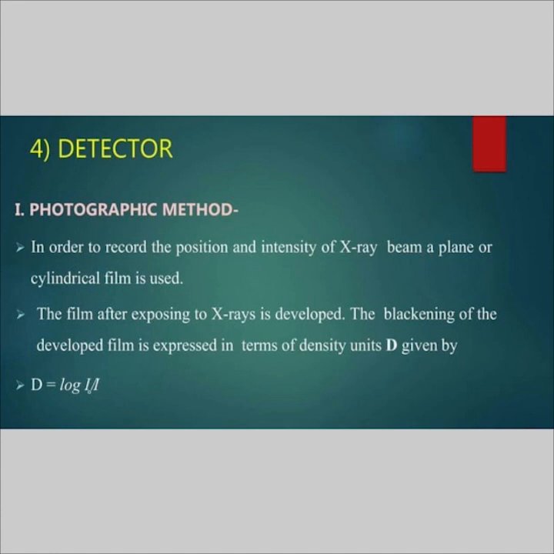Now comes the detector. There are various types of detectors used in various types of machines. The methods used in this crystallography technique begin with the photographic method. In order to record the position and the intensity of the X-ray beam, a plain or cylindrical film is used. The film, after exposure to X-rays, is developed. The blackening of the developed film is expressed in terms of density unit D, given by D equals log I naught by I.